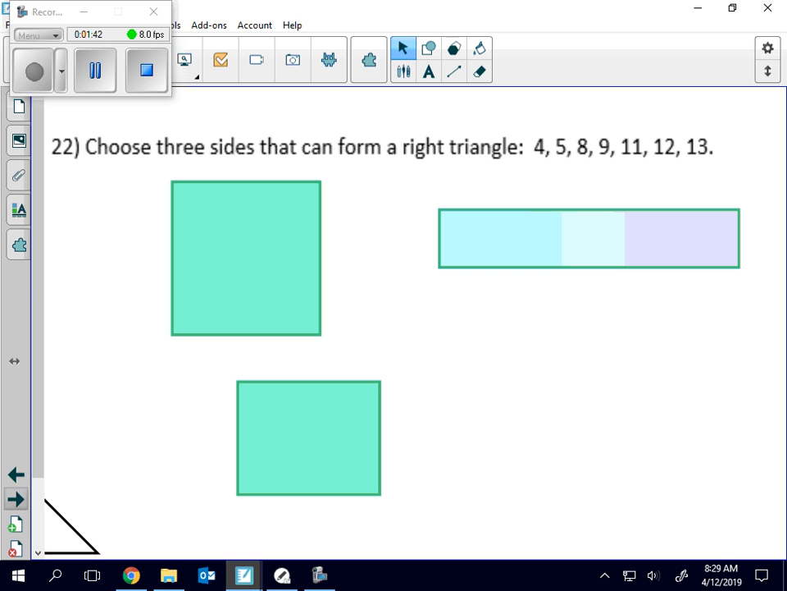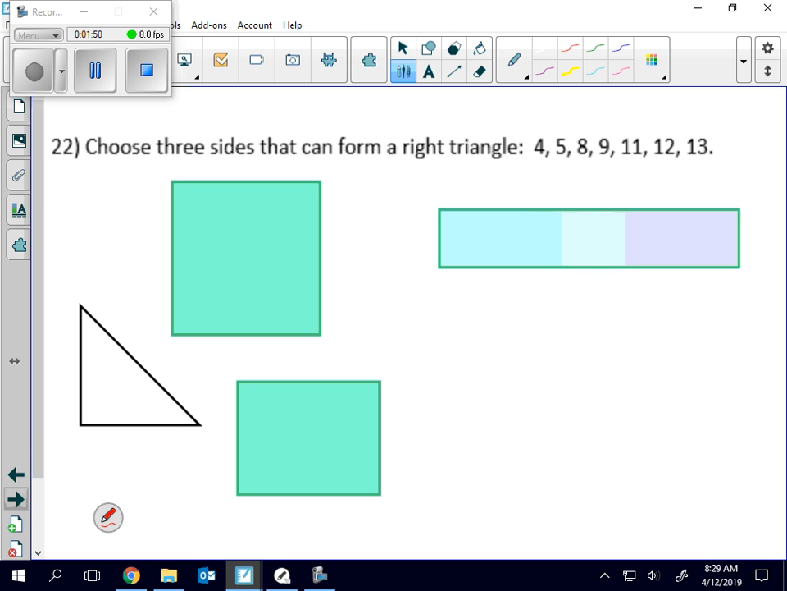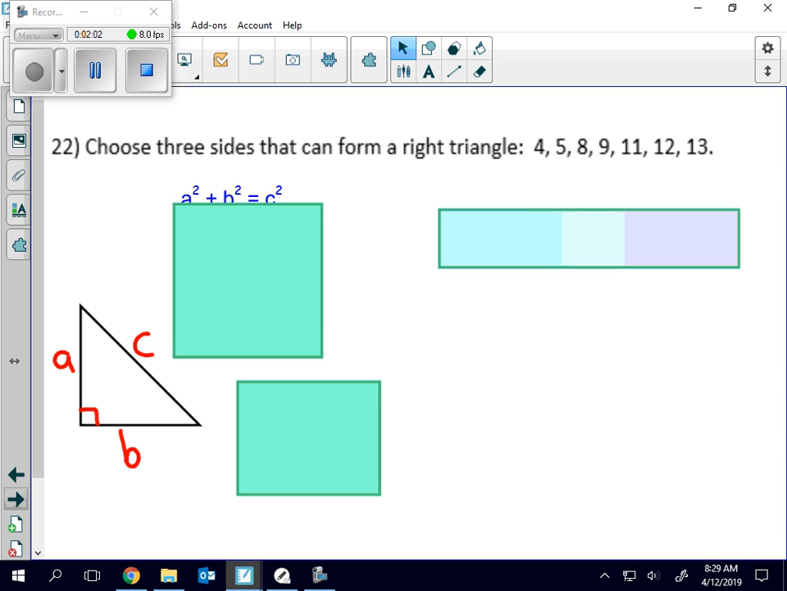Number 22, we're going to choose 3 sides that can form a right triangle. Hopefully you remember that a right triangle has a right angle, and I can call my legs A and B, and I would call my hypotenuse C. The formula is that if we take A squared plus B squared, it will equal C squared, and it lets us find a missing side.